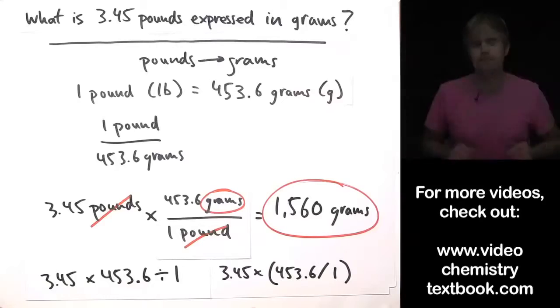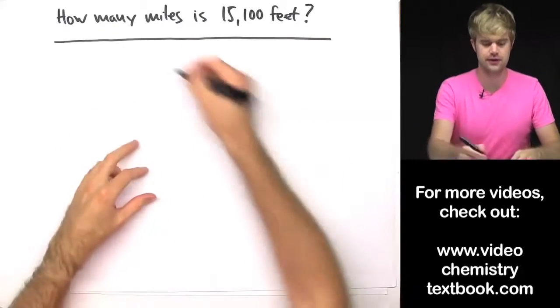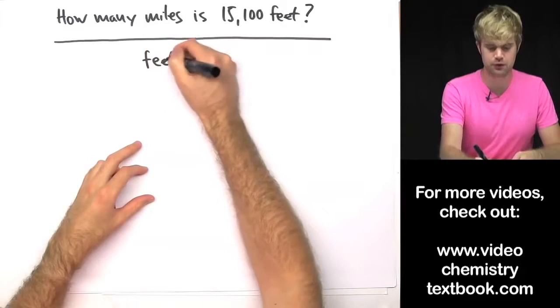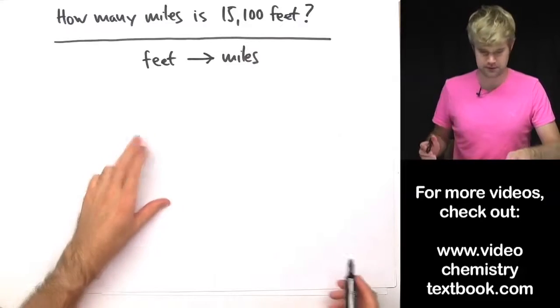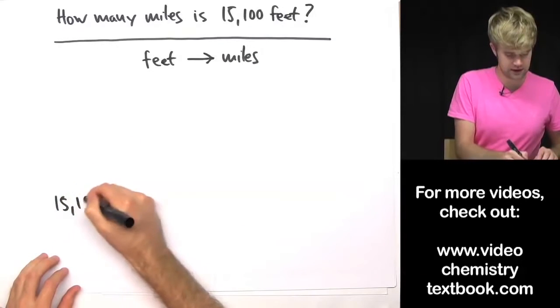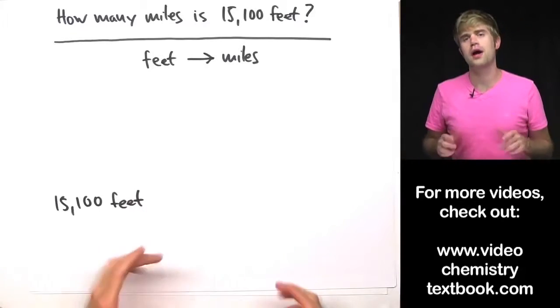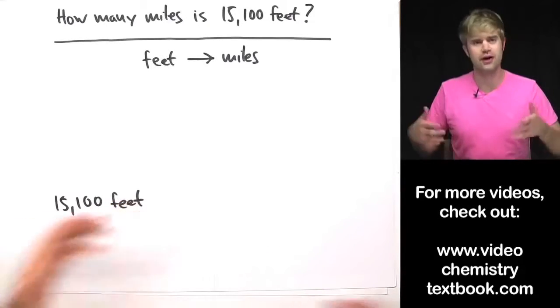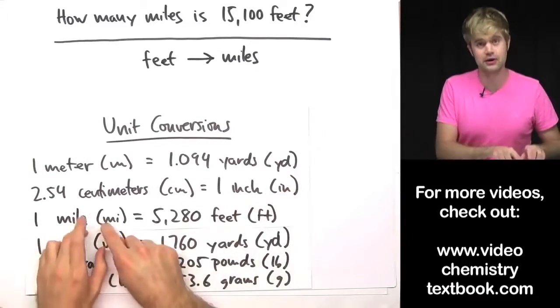Let's do a couple more. How many miles is 15,100 feet? So the conversion we're going to be doing in this problem is from units of feet into miles. And we'll be starting with 15,100 feet. We got to go to our unit conversion table or find the information on the internet to figure out what the relationship is between miles and feet.